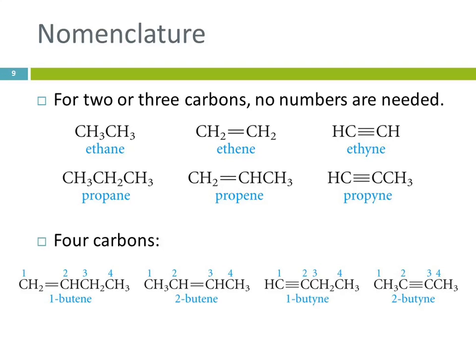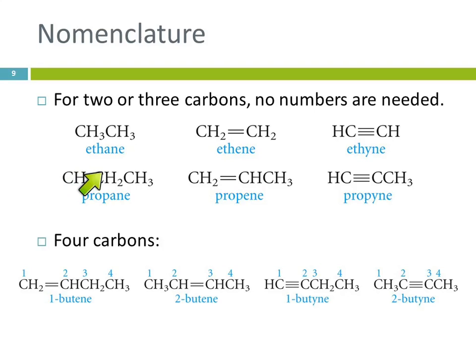When we only have 2 or 3 carbons, we don't need any numbers. This is ethane. There's only one place that the double bond or the triple bond can be, right? This is ethene, and this is ethyne. This suffix tells us double bond for ethene, triple bond for ethyne. We don't need a number because it can't be anywhere else.